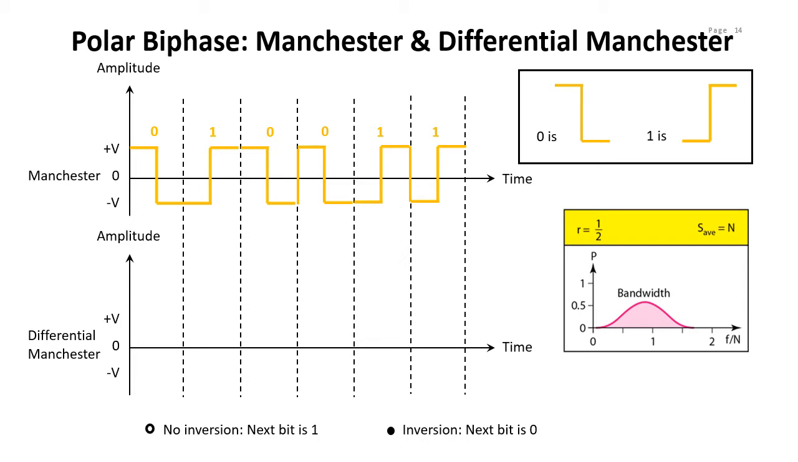Okay, so next we will see differential Manchester. Differential Manchester is when the bit values are determined at the beginning of the bit. Like in this case, if the next bit is 0, there is a transition. If the next bit is 1, there will be no transition, as indicated by the legend at the bottom there. And regarding the bandwidth, as you can see, the minimum bandwidth of Manchester and differential Manchester is twice that of non-return zero.